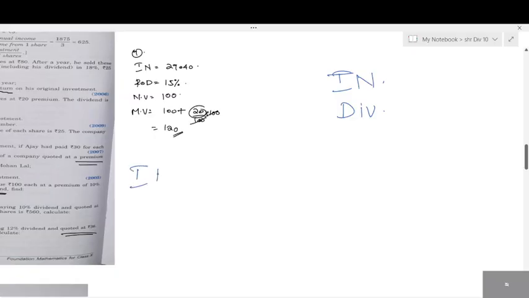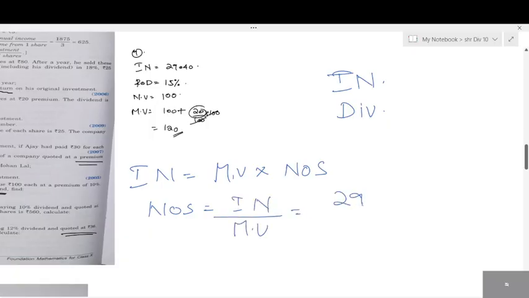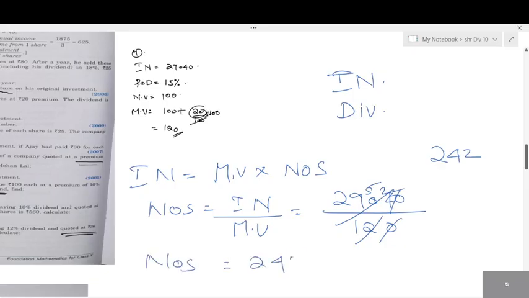So investment formula. Investment is equal to market value into number of shares. From this, take out the number of shares formula. Number of shares is equal to investment divided by market value. What is investment? 29040 divided by market value, which is 120. So 12 ones are 12, 12 twos are 24, 5 carry 12, 48, and 2. 242 is the number of shares. Fine, this is the calculation. So we got 242.